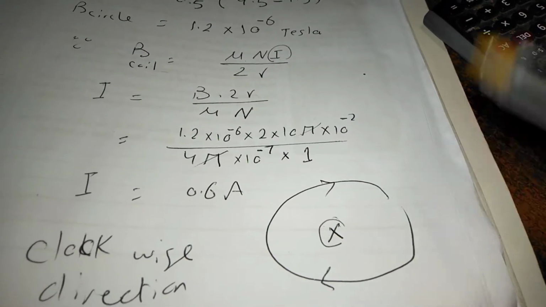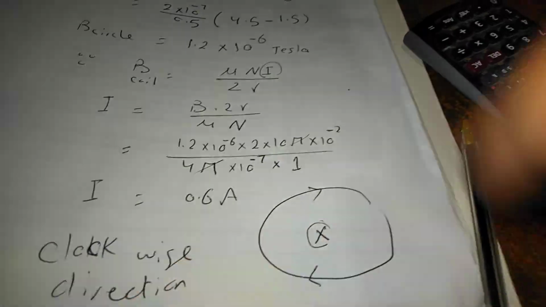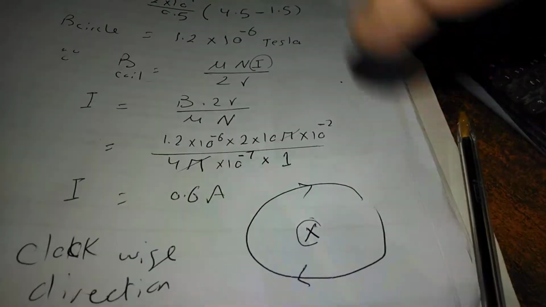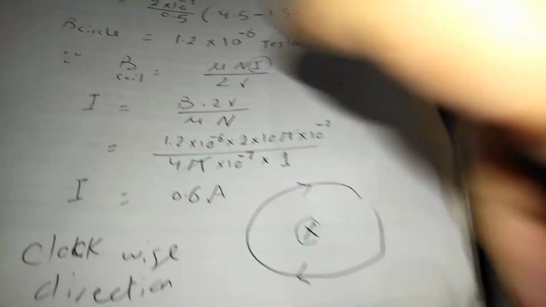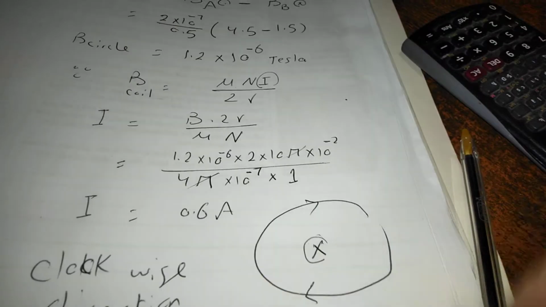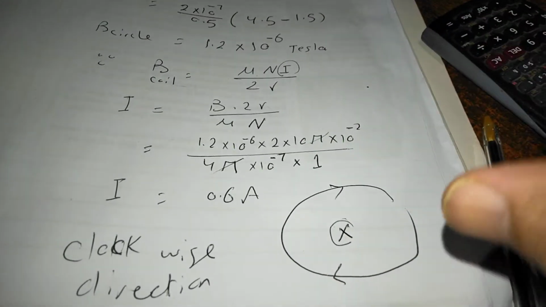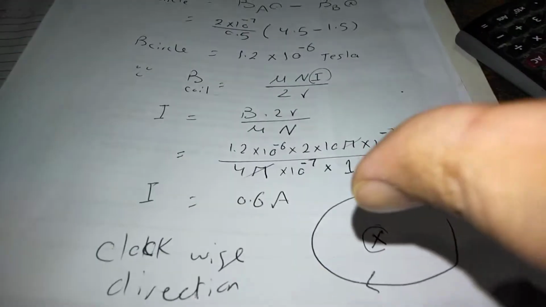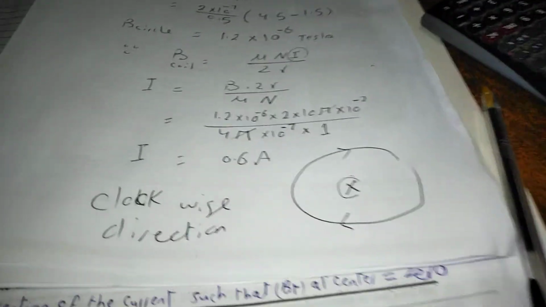and for the current, if we use the screw, we have a screw in a condition of fastening. We fasten the screw clockwise, so the current moves in clockwise direction so as to make the field inward. So the current is clockwise so as to make the field inward.